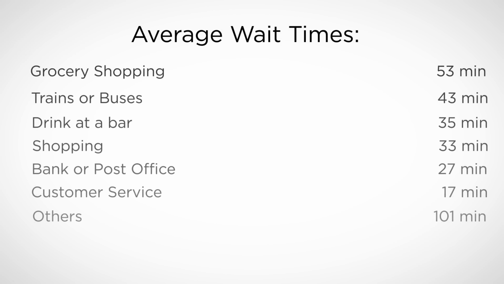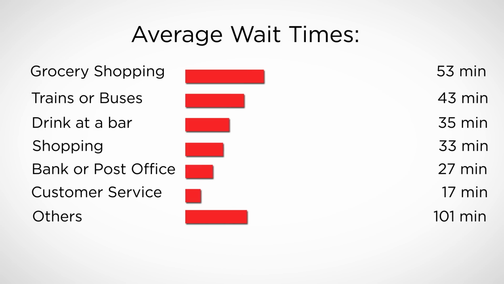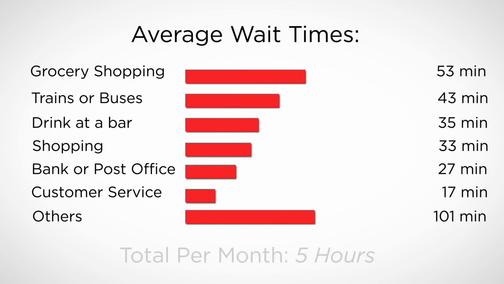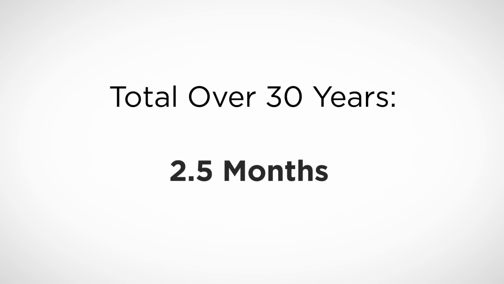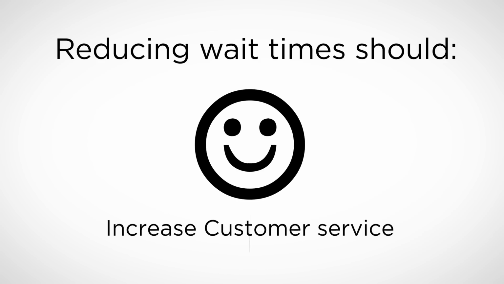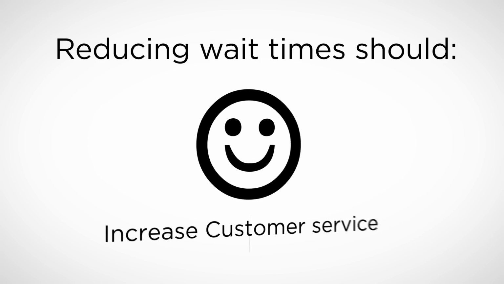Here are some numbers from a study done in England, where it was found that the average amount of time that somebody waits in line every month is somewhere around 5 hours. Grocery store takes an hour every month on average, waiting for a train or buses, 45 minutes, etc., which multiplied over the course of your lifetime comes out to several months, which of course is something that we would like to reduce as a society, but it also provides businesses a lot of opportunity for improvement. That should increase your level of customer service and hopefully increase your revenues.